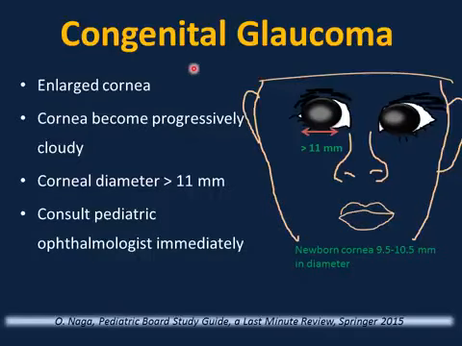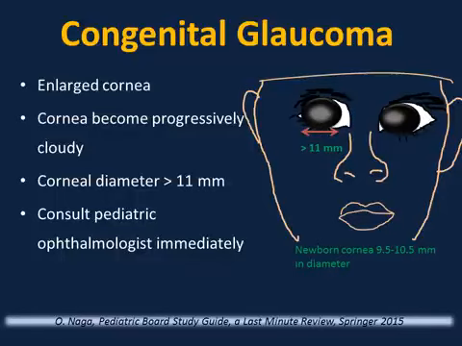Congenital glaucoma, or increased intraocular pressure, is suspected when you see the cornea is enlarged, more than 11 millimeters in diameter. Newborn cornea is normally between 9.5 to 10.5 millimeters in diameter. When you see the cornea become progressively cloudy, this is considered an ophthalmologic emergency and requires immediate consultation with a pediatric ophthalmologist. Very important to know this can cause vision loss, and the diagnosis is confirmed by measuring the intraocular pressure.